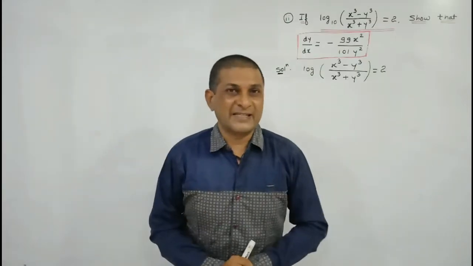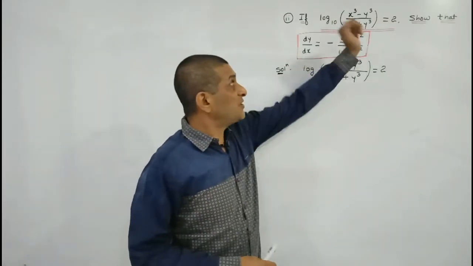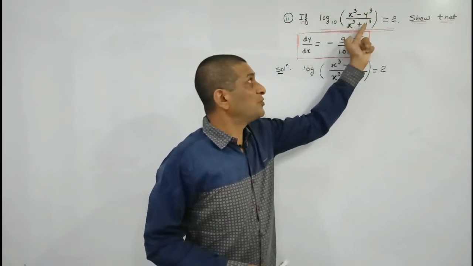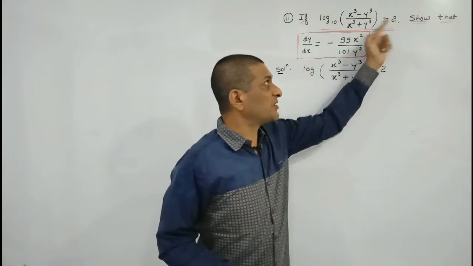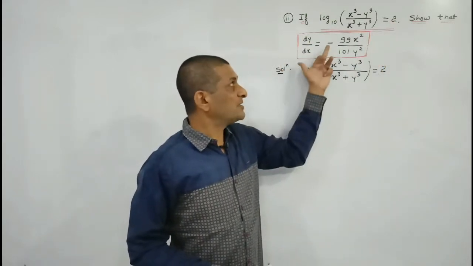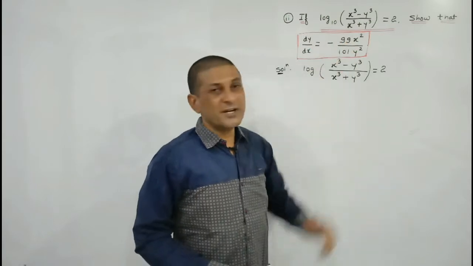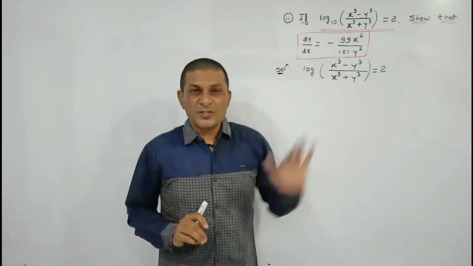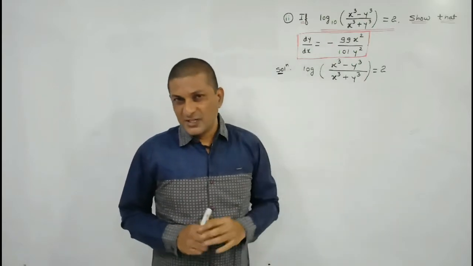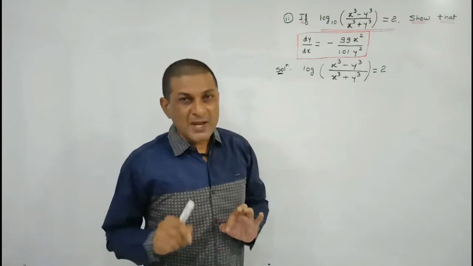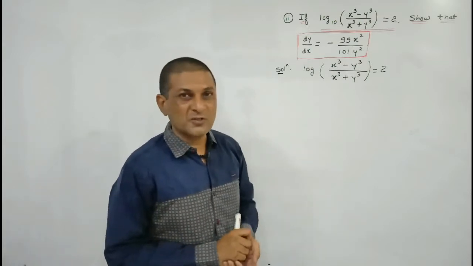Now observe the second example. In this case, one function is given to us, log of x cube minus y cube divided by x cube plus y cube to the base 10 is equal to 2. Using this, we have to show that value of dy by dx is equal to minus 99x square divided by 101 y square. So first we have considered the given function.